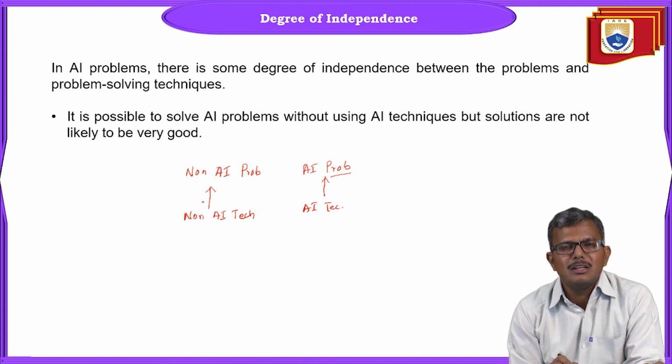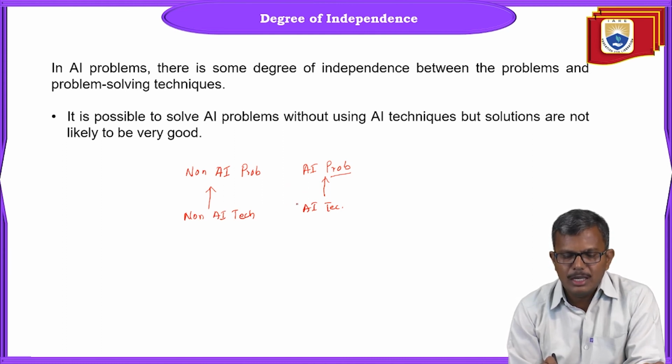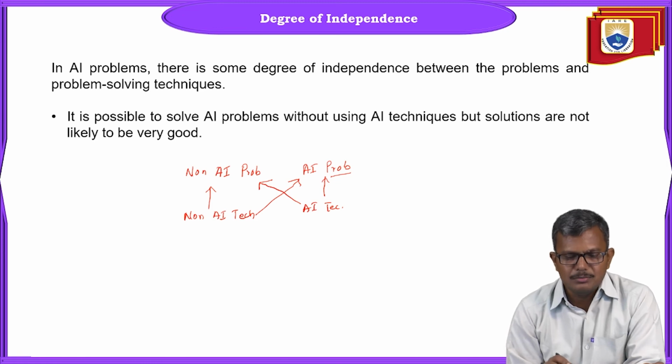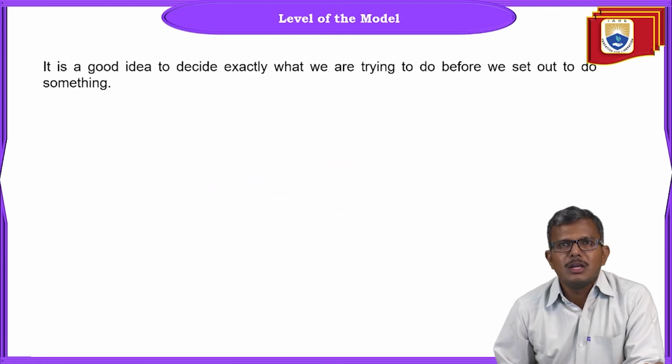But we have a certain level of independence here. What is that? Sometimes there are examples where a non-AI problem can be solved with the help of an AI technique. In a similar fashion, a non-AI technique can be used in order to solve an artificial intelligence problem. Okay, this can happen. Let us see some examples and try to understand how this can happen. Okay, this is the level of the model I am talking about.